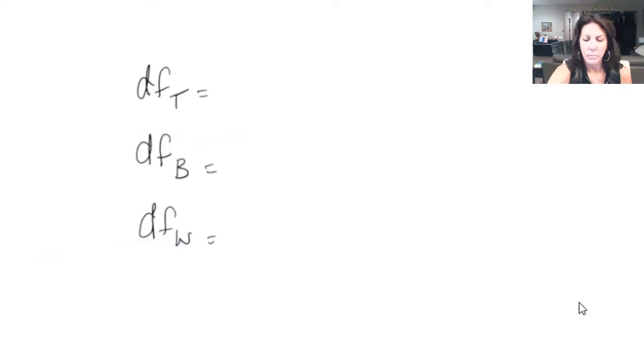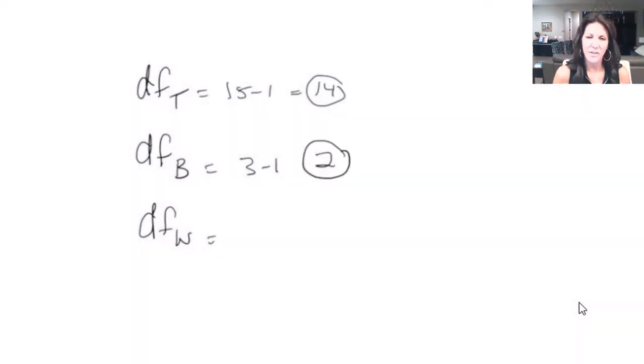So let's do that. The degrees of freedom total, as you will recall, is n minus 1. And we have a total number of participants of 15. So 15 minus 1 is a degrees of freedom total of 14. My degrees of freedom between are my number of groups, or my number of categories or classes, minus 1. So we have 3 different treatment groups, right? So 3 minus 1 gives us a degrees of freedom between of 2.